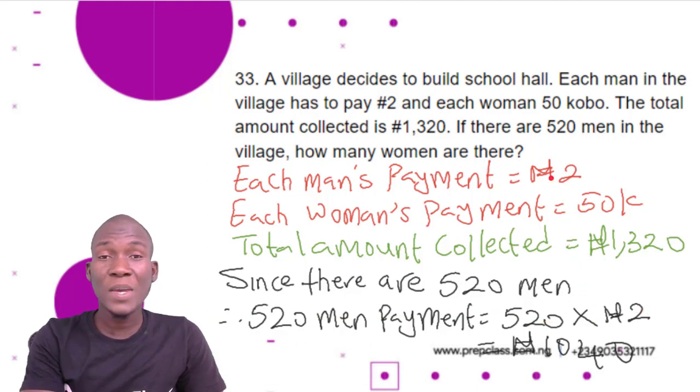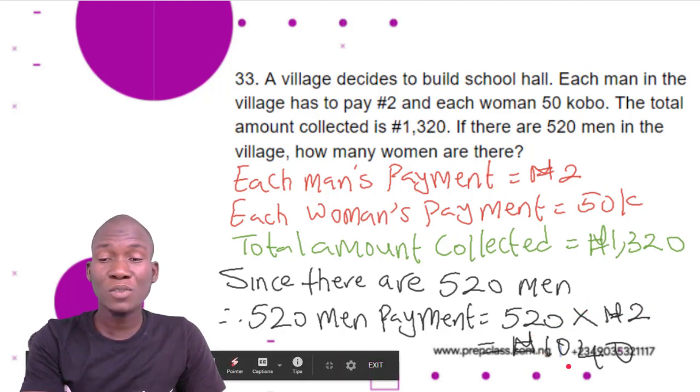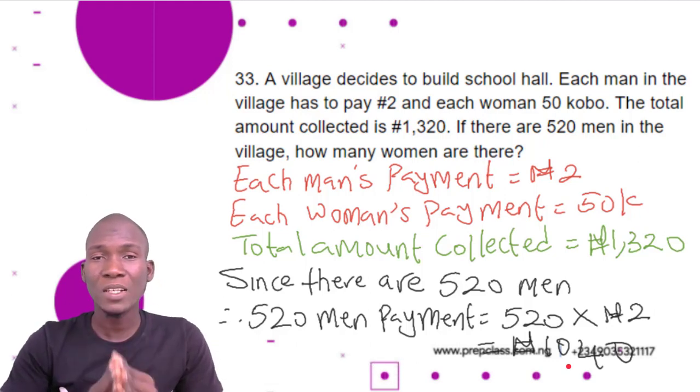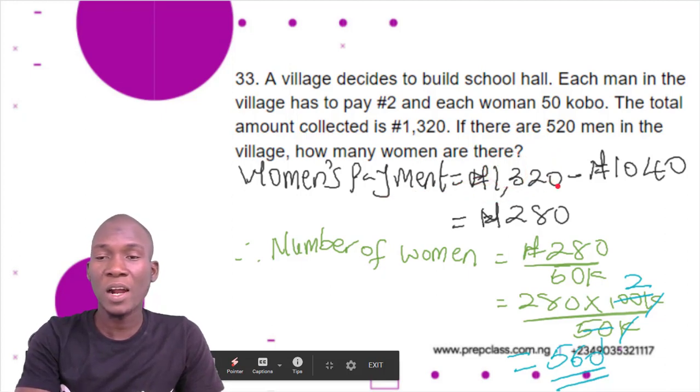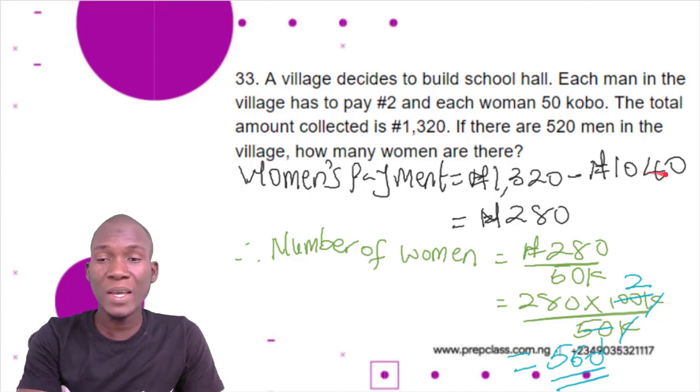Since each man is paying 2 naira, it means 520 men will pay 520 times 2 naira, and that will give us 1,040 naira. Now, we've gotten the amount to be paid by the 520 men. How much will be paid by the women? So the women's payment will be equal to the total amount paid, which is 1,320 naira, minus the amount paid by the men, that is 1,320 minus 1,040, and that gives us 280 naira.